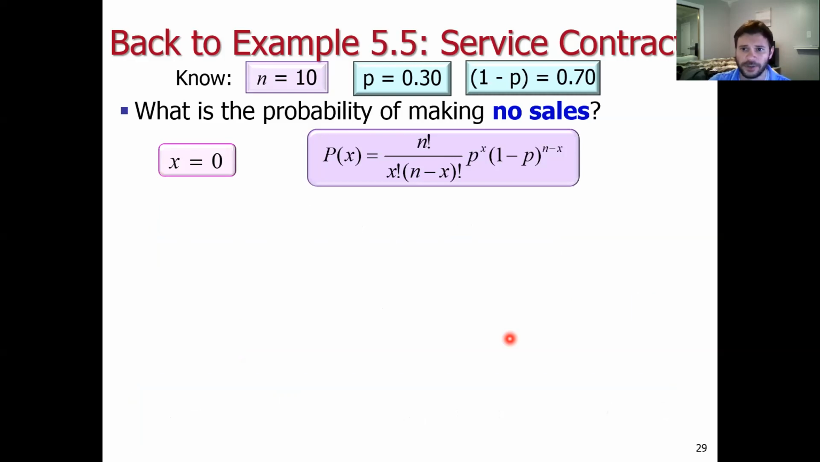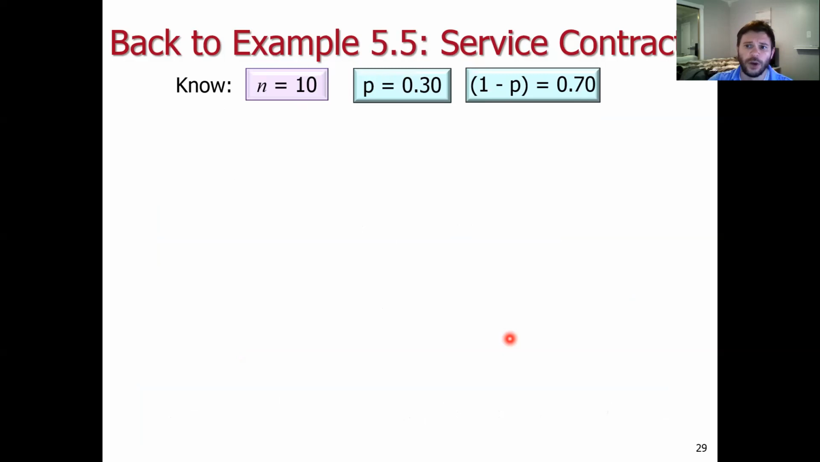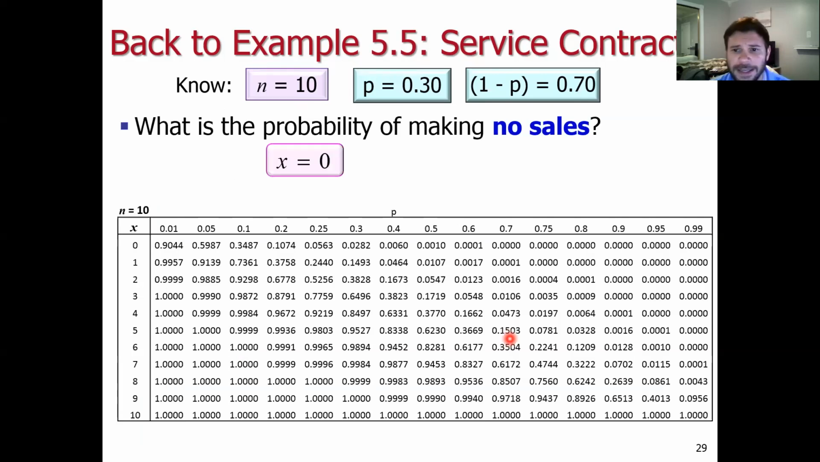So back to the service contract. We already calculated the probability of making 0 sales exactly, but I want to make sure we can do this using the binomial distribution table. You should be able to find this table that's been posted in the online course page where the other tables are posted as well. So make sure you can go find that table. It looks generally like this. The one that I posted for you is many, many pages.